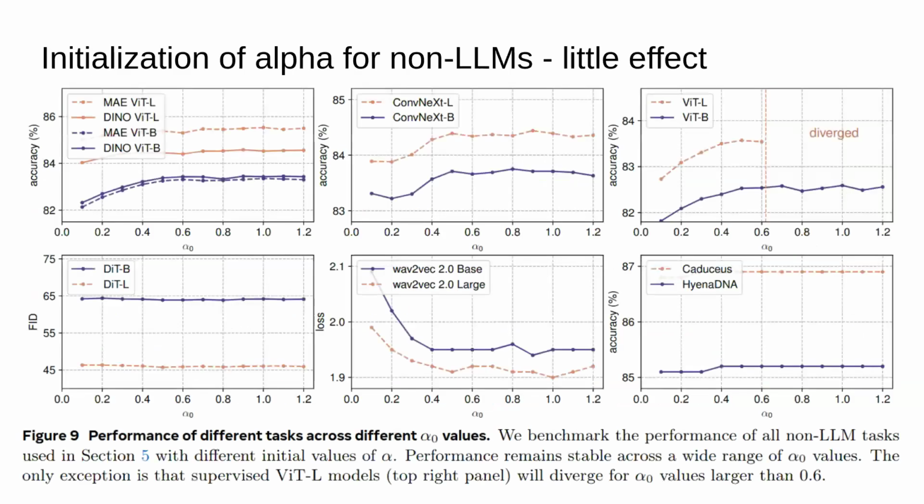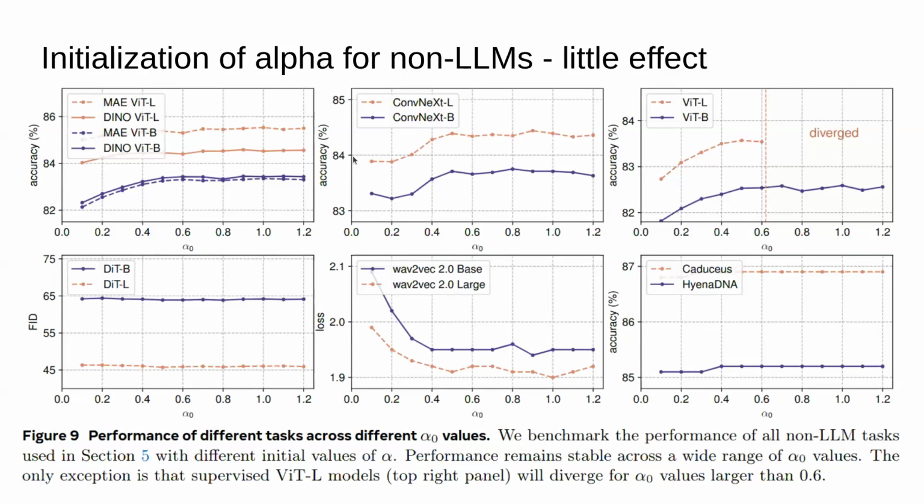They also do a section on the initialization of alpha, which I'm just going to go through rather quickly because it's a little bit more in detail. So they do some experiments on the effect of choosing different initializations for alpha, right? Basically, if you look at results for non-LLMs, it makes almost no difference. So you have to look at the scale. The differences are not that big.